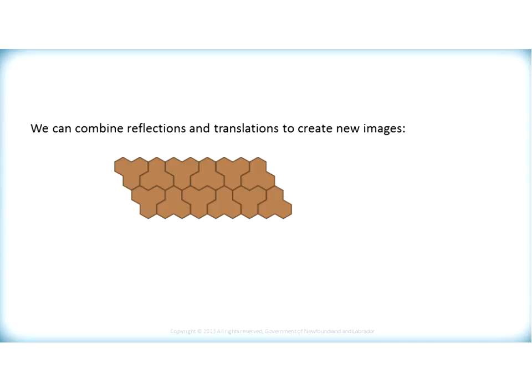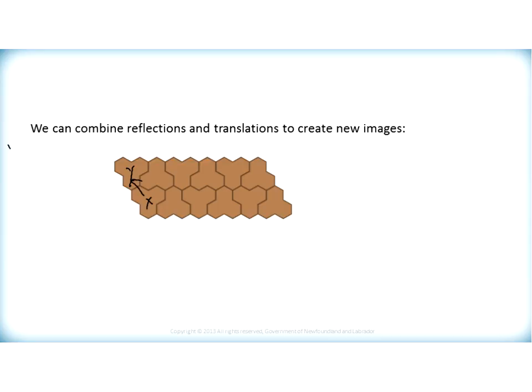So it's possible to combine reflections and translations to create new images. We can say that this object here is a combination of reflections and translations. For instance, to get from object X right here, up to object Y, which I'll call this one right here, we can translate in this direction. And that'll give us the new image from X to Y.